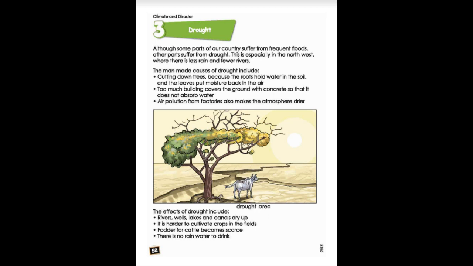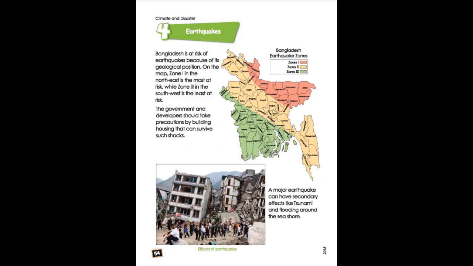So, because the area has no water, that's why the plants are not growing. That's why the cattle cannot eat grasses. So the human also do not get water to drink. That's why many people also died because of drought. The most drought-prone areas in our country are Dinajpur, Rangpur, Bogra, and Rajshahi. Next, open page 54.